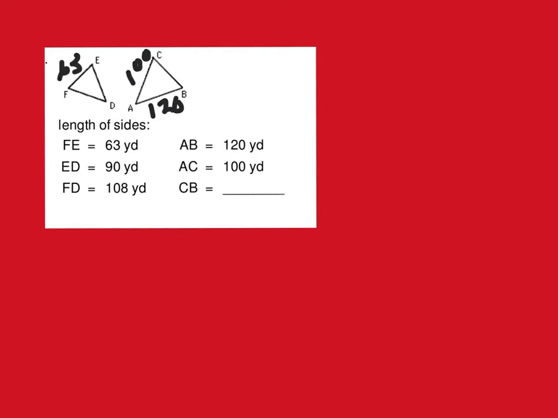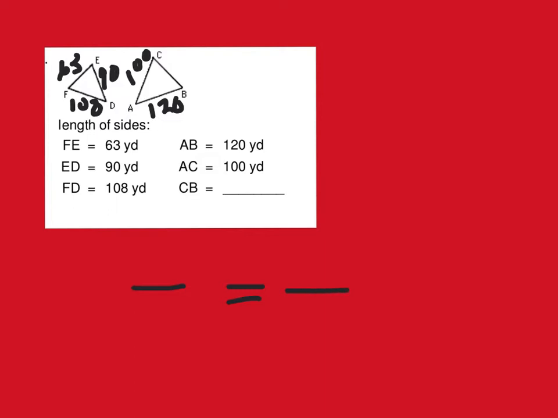And FE is going to be proportional to CB. And we've got ED is 90, and we've got FD is 108. All right, so let's go ahead and draw our proportion here.